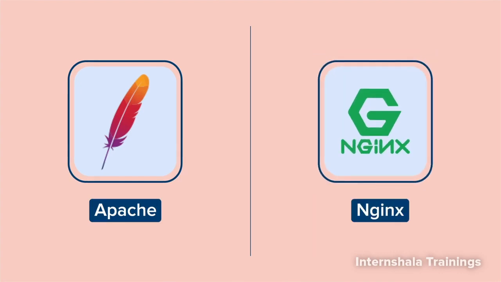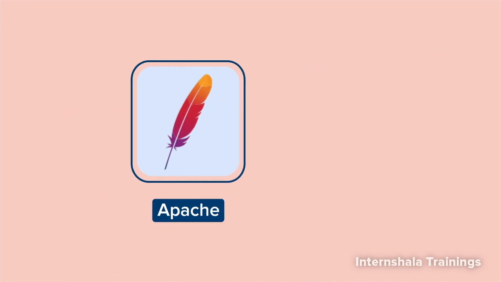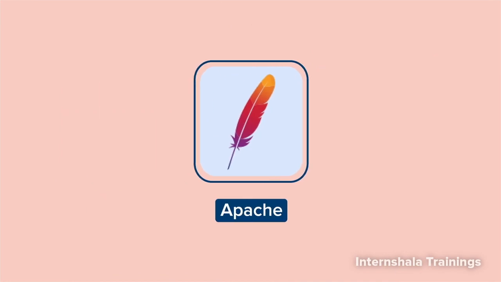Apache and Nginx are the most commonly used web servers. However, we will be focusing only on Apache since it is free to use and the most widely used web server. Let us see how we can use Apache locally in the Windows operating system.